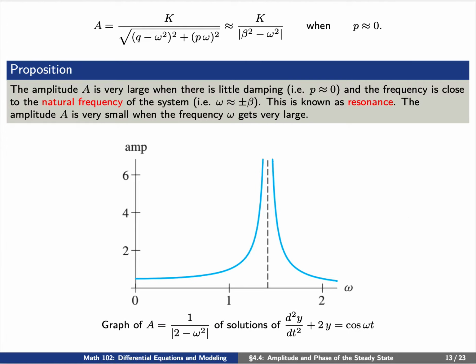We found that there is a graph that gives us an approximate value of our amplitude capital A. Again, if the frequency omega is very near the natural frequency beta, then we have the concept of resonance. This is the peak that we see in the graph, where here we plot A versus the frequency omega.